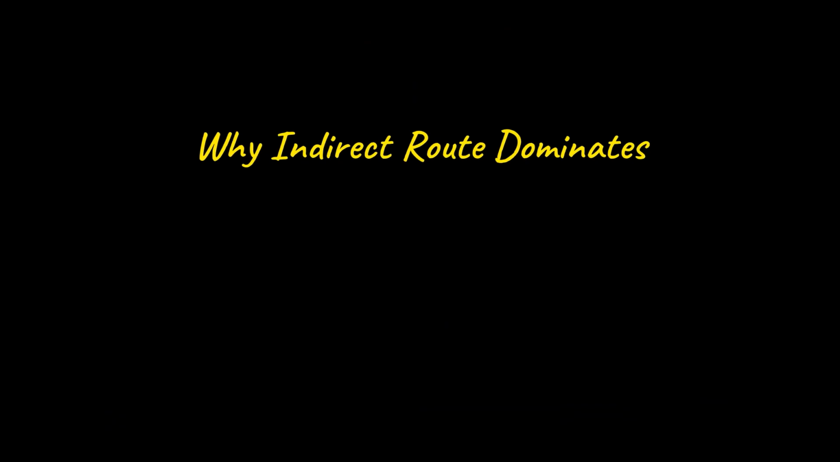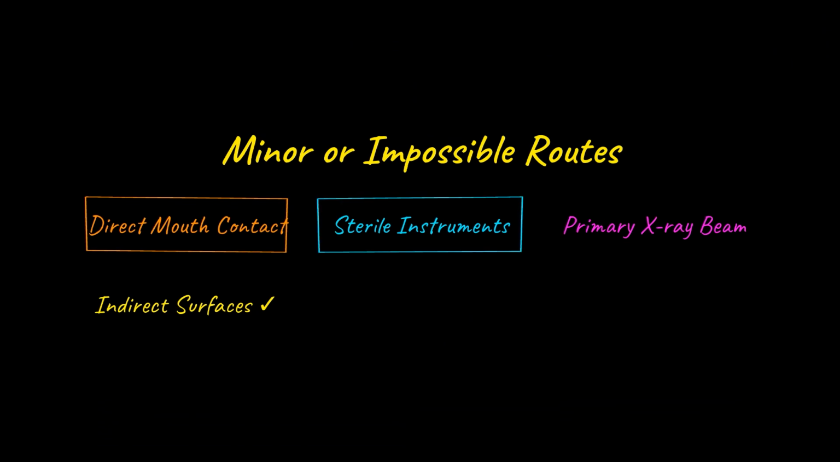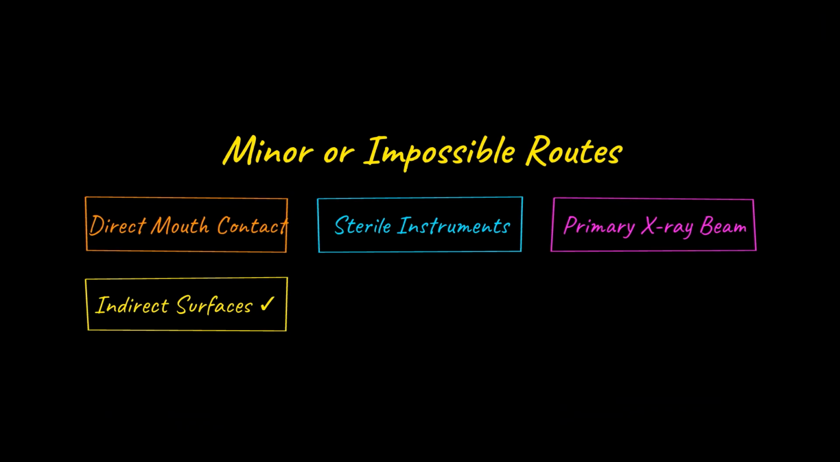Three factors make indirect transfer the dominant route: the sheer number of surfaces touched, the ability of those surfaces to hold organisms, and the chain-like relay that moves contamination across the room to the next patient or operator. Direct mouth contact is a minor route compared to surfaces. Sterile instruments carry no organisms by definition. The primary beam is radiation, not a vehicle for microbes. Only the indirect surface-to-hand route drives the bulk of spread.